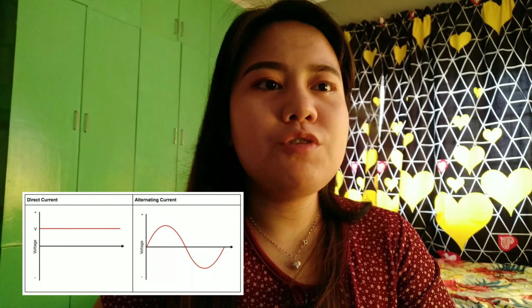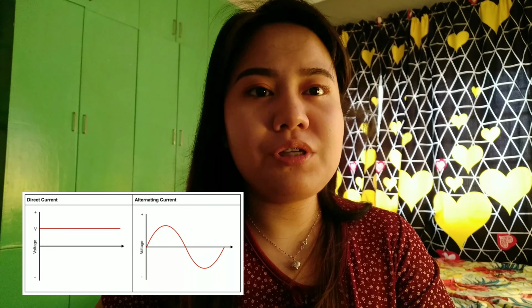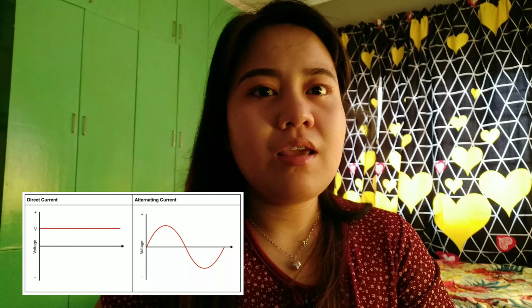Today, we will discuss a power supply design which uses simple diodes and a capacitor to convert alternating current into direct current. In our daily life, we use two types of electric currents: alternating current, which periodically reverses direction, and direct current, which flows in only one direction.